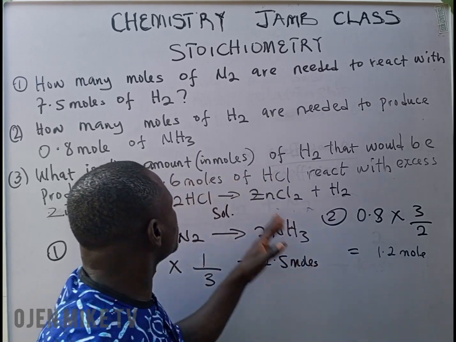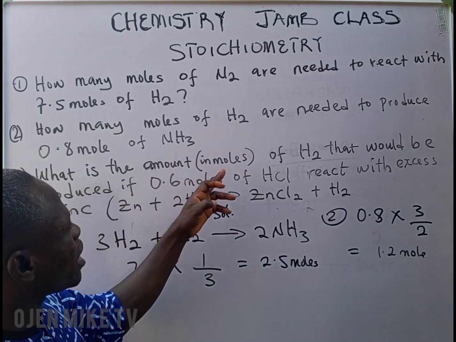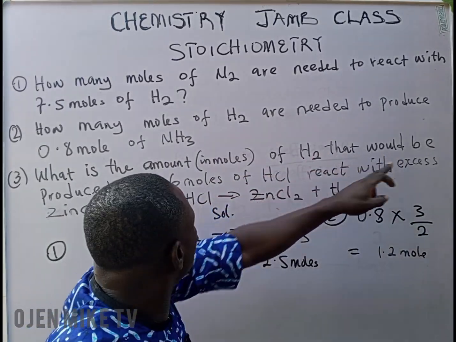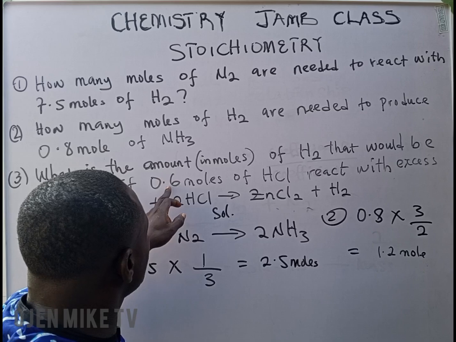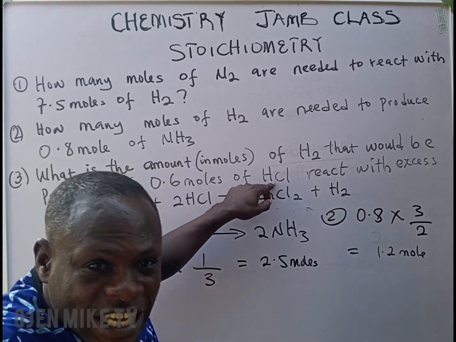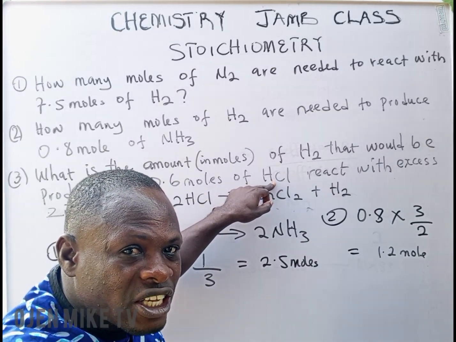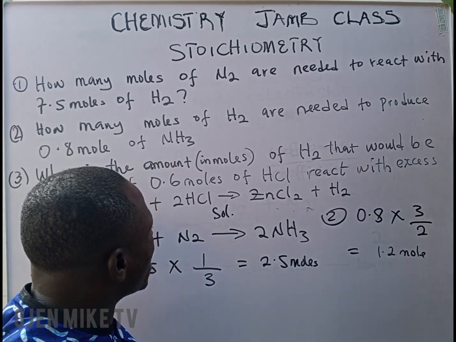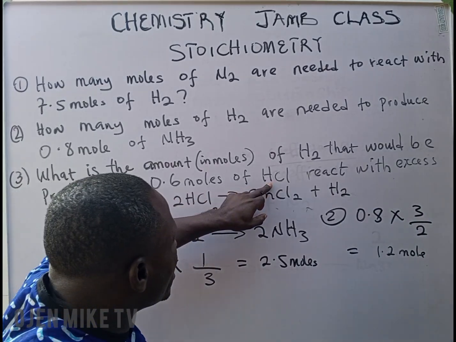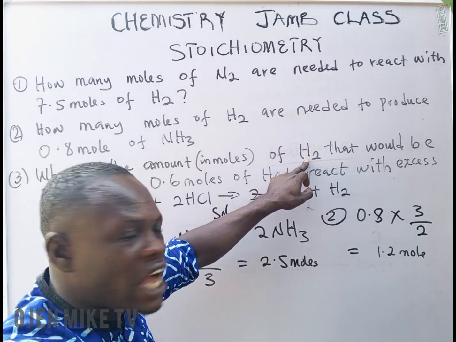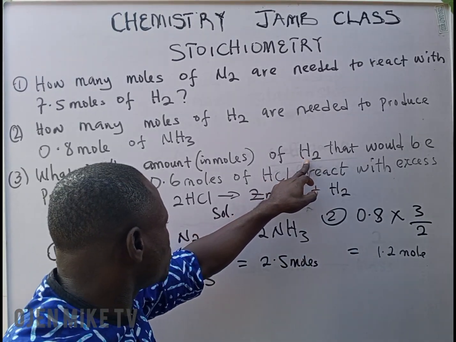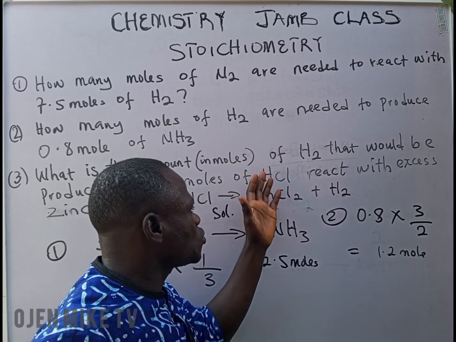So you are going to do this one for me. What is the amount of moles of hydrogen that will be produced if 0.6 moles of HCl reacts with excess zinc? What they give is HCl, and the moles of hydrogen is what you are going to find. Do you get that? Now I'll leave this one for you.